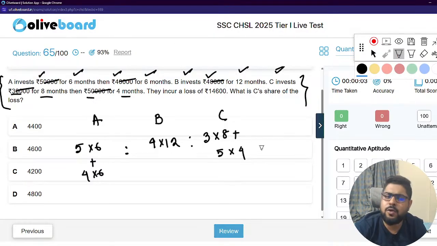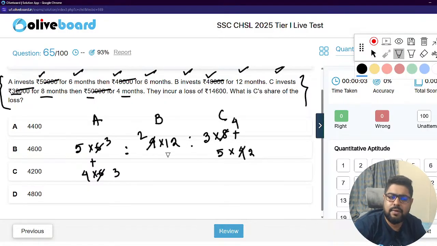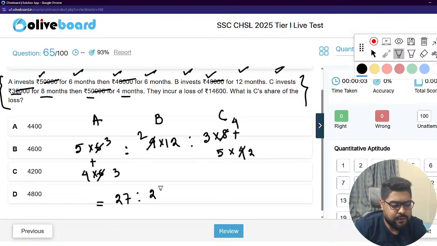Sir, 4 se we can cancel, 4 se we cannot cancel. So 2 se cancel. This is sir 4, this is sir 2, this is 3, this is 3. Anything else? 3 नहीं जाएगा सर. चलो ये ऐसे ही करना है. 15 plus 12, 27, 24 ratio. This is 12 plus 10, 22.